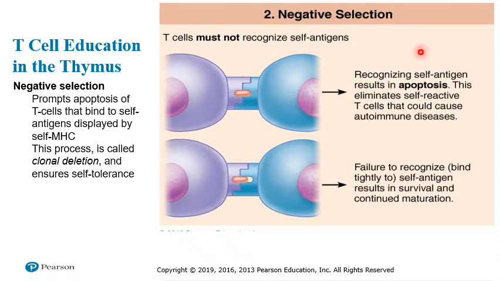In the negative selection, T cells must not recognize self antigen. If you happen to recognize self, that means you recognize it as an antigen, and you can get killed by apoptosis. So you cannot actually recognize it. That's actually what you call negative selection.